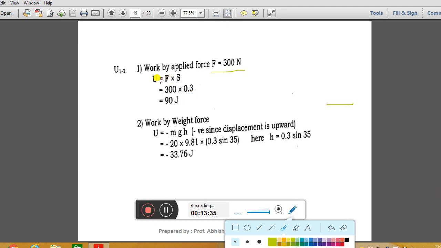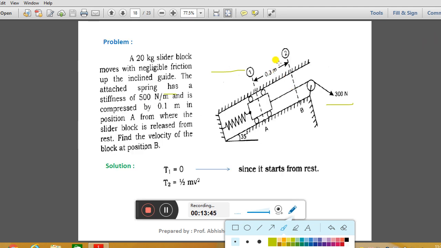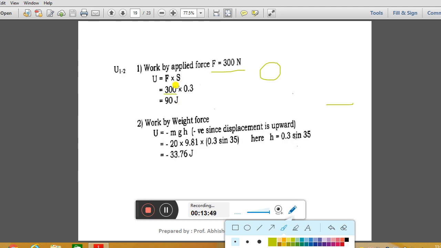So work done is equal to force multiplied by displacement in the direction of force. Force is 300 Newton and the displacement is 0.3. This is the displacement, 0.3. So take the multiplication, and we'll get the value of work done by the applied force. We'll get this value, 90 joule.